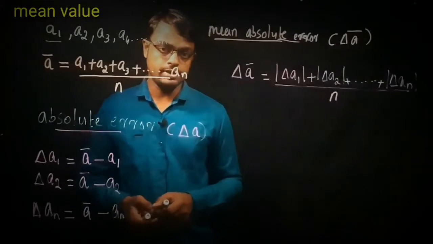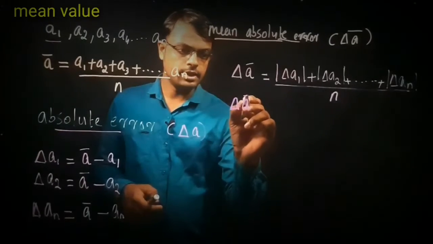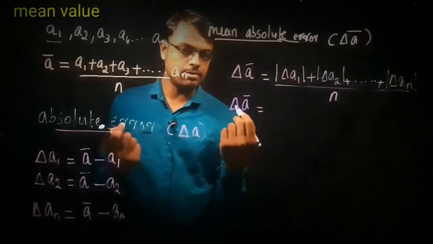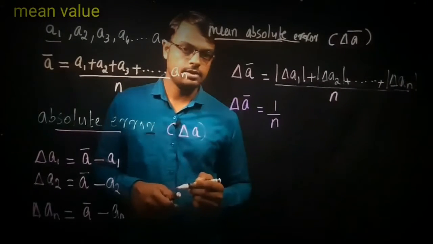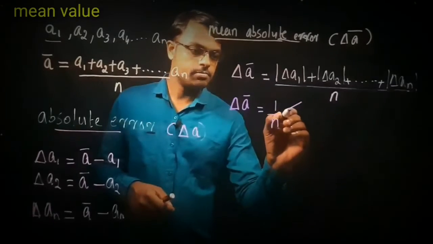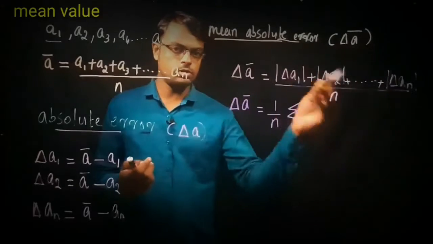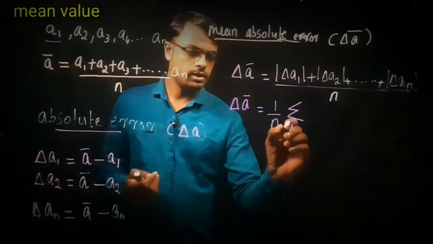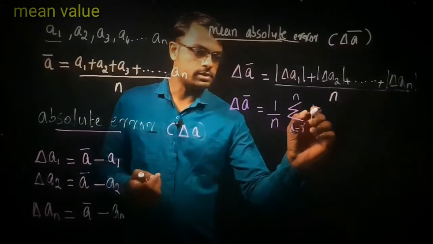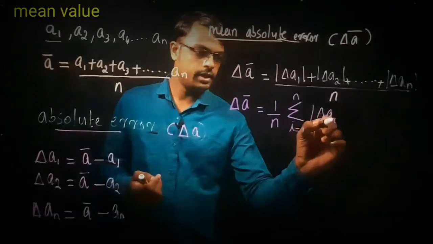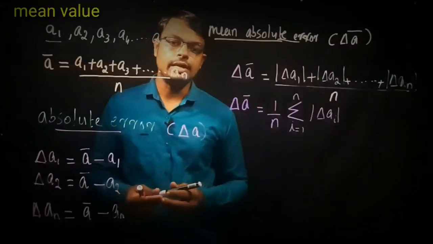So the mean absolute error delta A bar can be represented mathematically as 1 by n, where n is taken as a common factor outside, sigma, i equal to 1 to n, modulus delta Ai. Sigma means summation, you are just adding all the values. This is the mathematical representation of the mean absolute error.